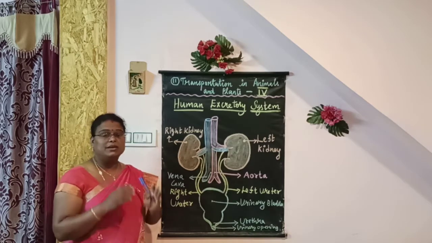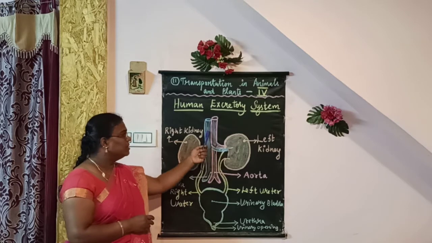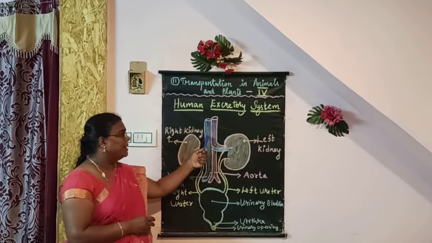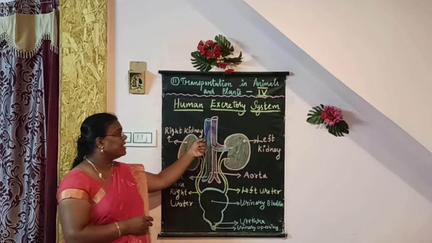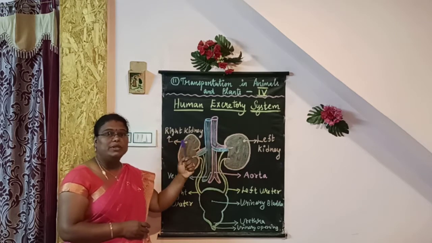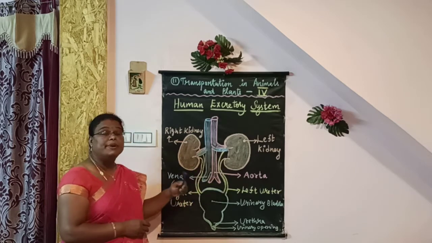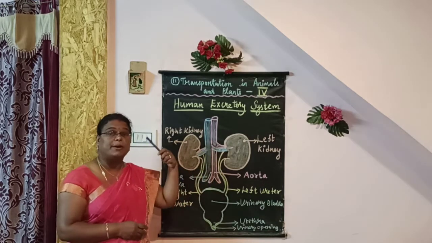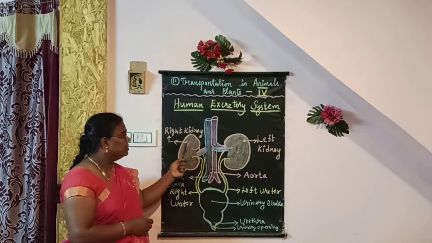So that blood is picked up by the vena cava. I have colored the vena cava blue, which indicates it carries blood with toxic substances, that is urea, or impure blood. The vena cava carries impure blood from the cell to the kidney for purification. It collects toxic substances from the cell and brings them to the kidney. Now the blood reaches the kidney.